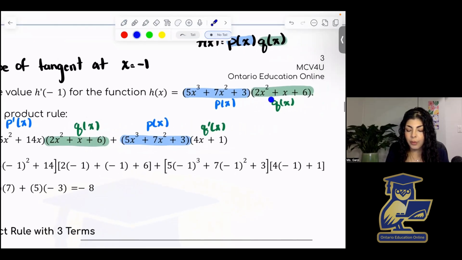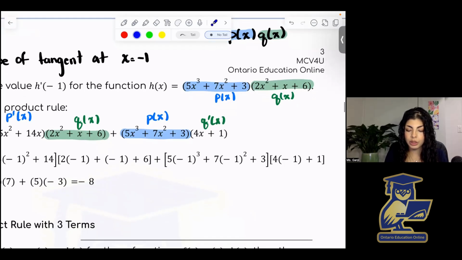Now for q, we have this 2 is our constant, so we just have 4x, and this one is just 1, and the 6 is a constant, so it's just 0, so 4x plus 1.